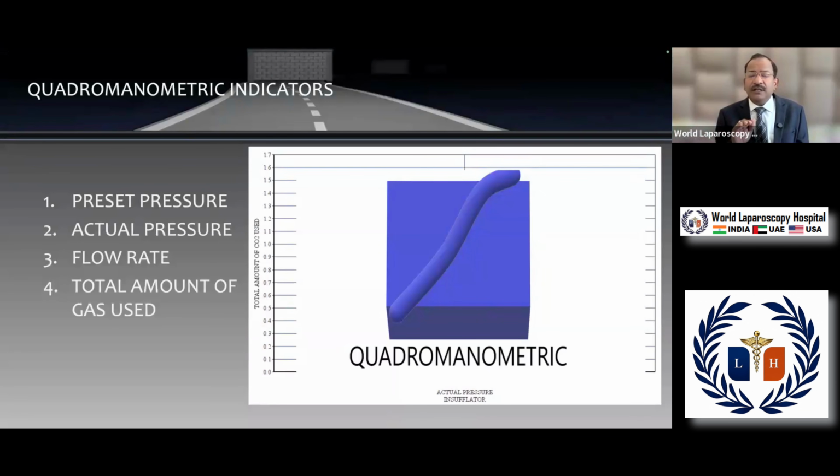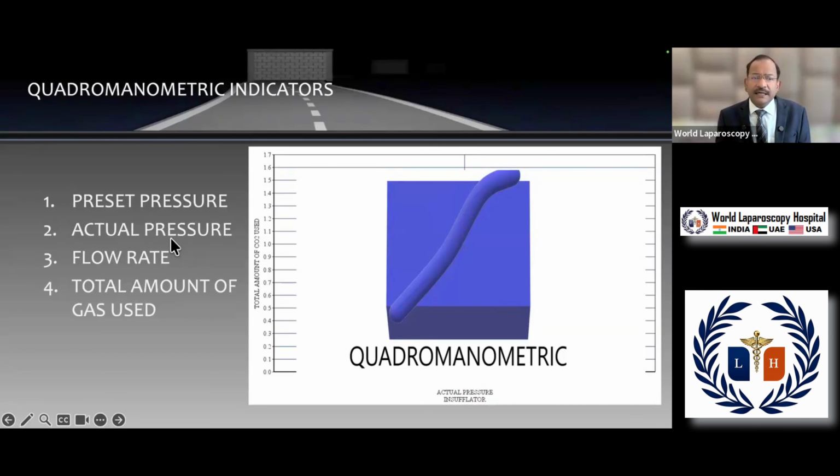Now, how will you know that your trocar should be introduced? That is called the quadromanometric indicator. There are 4 indicators on the insufflator. When we do animal dissection in this course, we will also show you, and you will do insufflation yourself, and this quadromanometric indicator you have to see: preset pressure, actual pressure, flow rate, total amount of gas used.